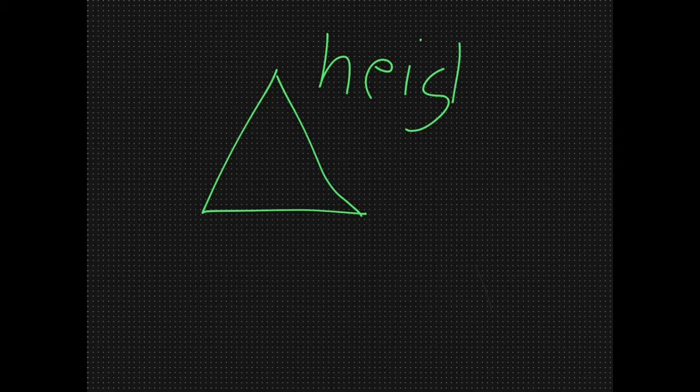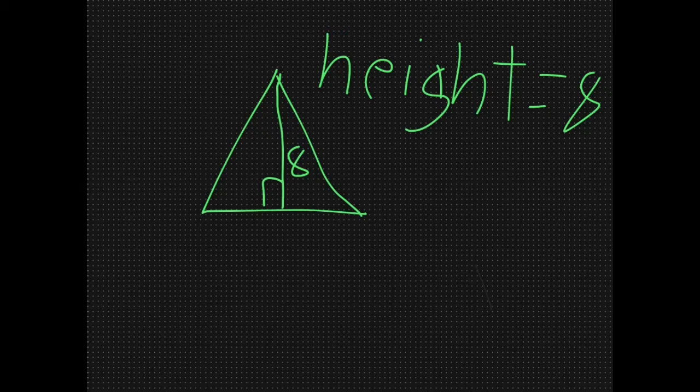Okay, let's start off with an easy problem here. We have an equilateral triangle that has a height of 8. What we're trying to do is find the perimeter. First things first, let's cut this into two 30-60-90 triangles. Height 8, and this is a right angle. This is 60 degrees, and the last one must be a 30-degree angle.